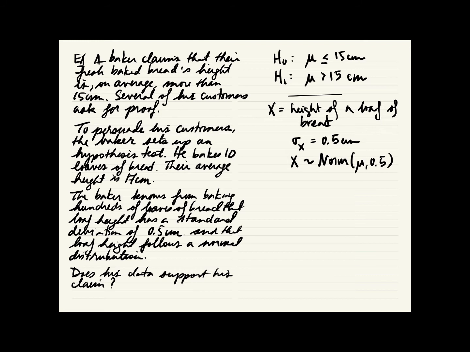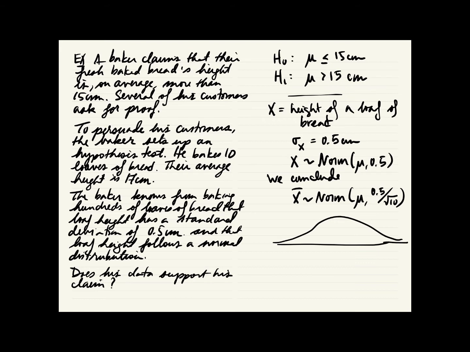So this means for us that because X is normal, we can conclude that the sample mean distribution is also normal with the same mean, and the standard deviation is going to be this, since the baker had a sample of size 10, so we know we need to divide by the square root of the sample size. This is great because then that tells us the sample mean has a nice bell-shaped distribution. That's a crappy drawing. And the mean there is at mu.